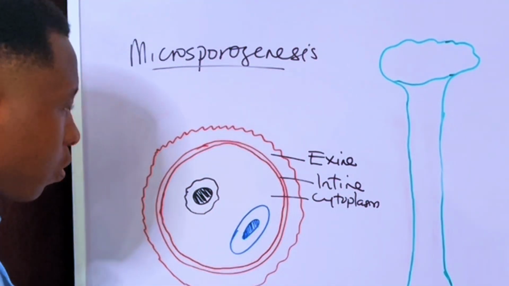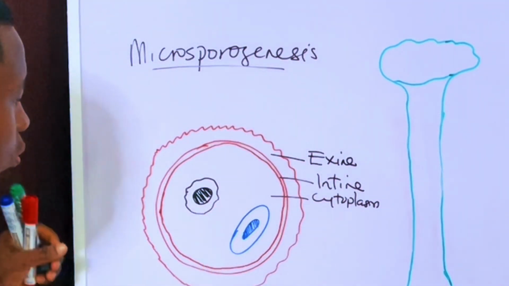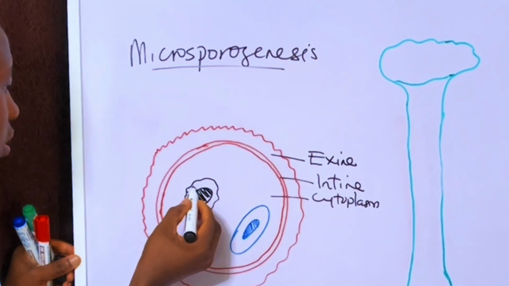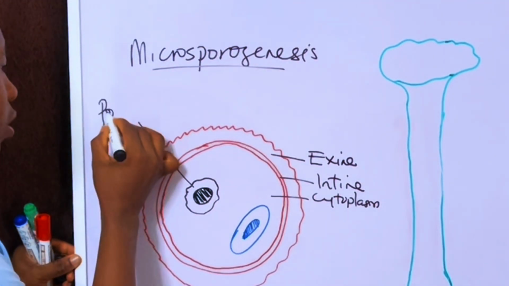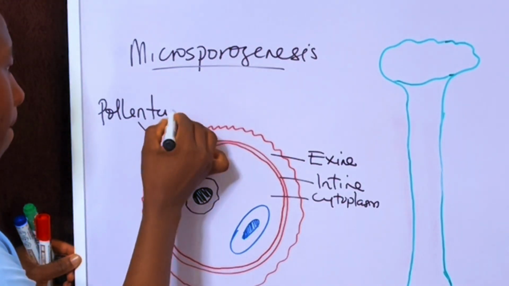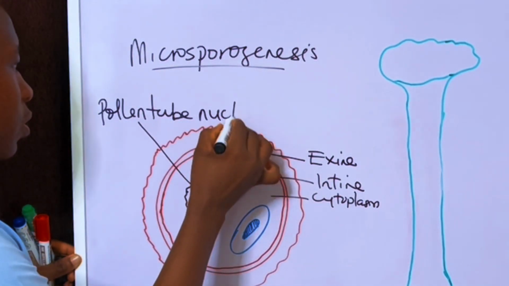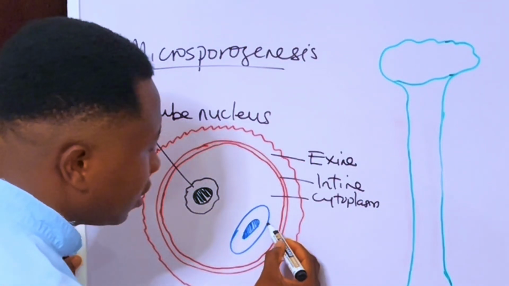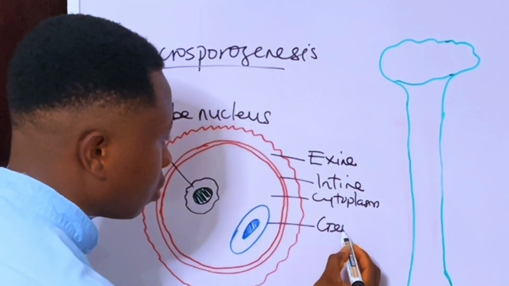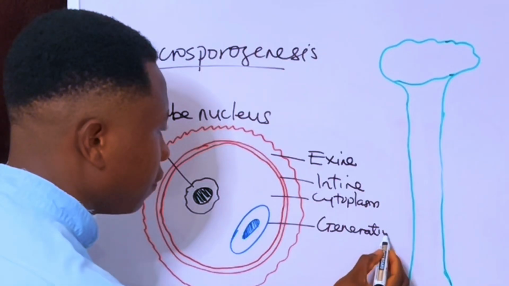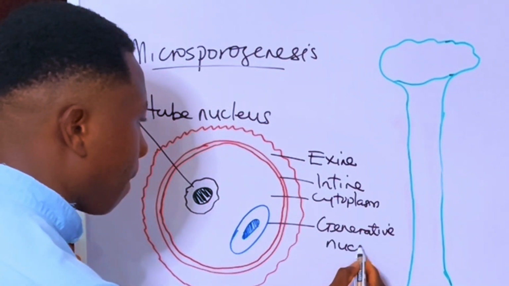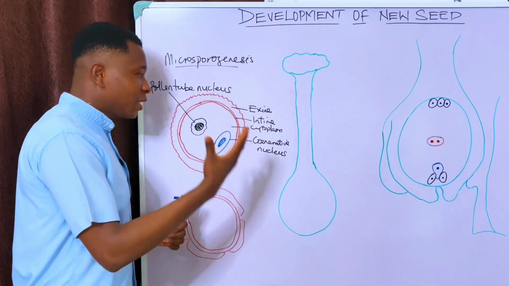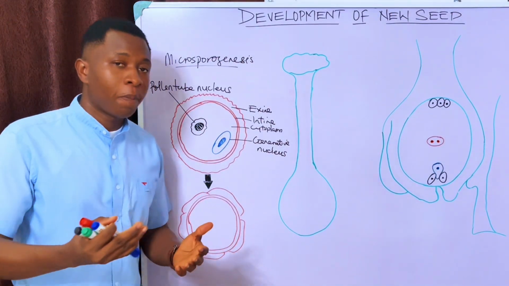Also, there are two basic nuclei in the pollen grain. The pollen grain is made up of the first type of nucleus, which we call the pollen tube nucleus. And this is called the generative nucleus. All right, so let's begin the process of development.